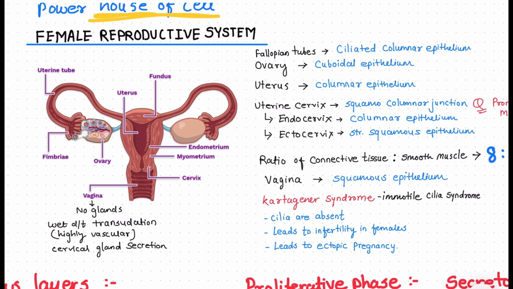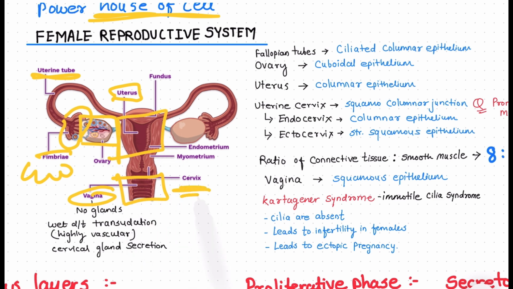What is the female reproductive system? So this is a diagram of the female reproductive system. You can appreciate here the main thing, uterus, then uterine tube, also known as fallopian tubes. These are fimbriae, then ovary, and then vagina here. Vagina and uterus are connected by cervix. And endometrium and myometrium are layers of the uterus.